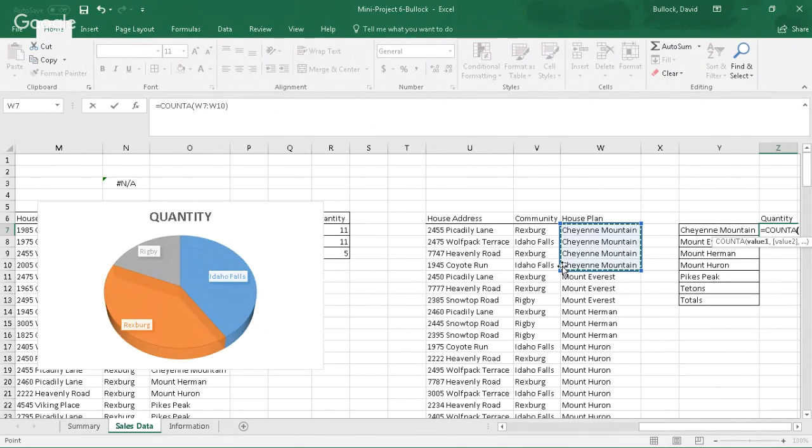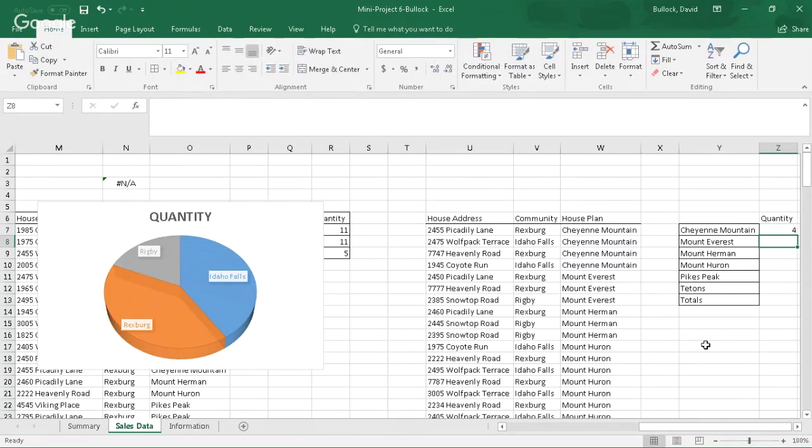So there I just did COUNTA and I highlighted all the Cheyennes and hit enter, and it gave me 4. I was thinking, can I do a VLOOKUP by the name and count it? But no, I haven't got a chart going on here. I definitely need to keep practicing on the VLOOKUP. I love that formula. It's really great, but it's still kind of hard to conceptualize for me.